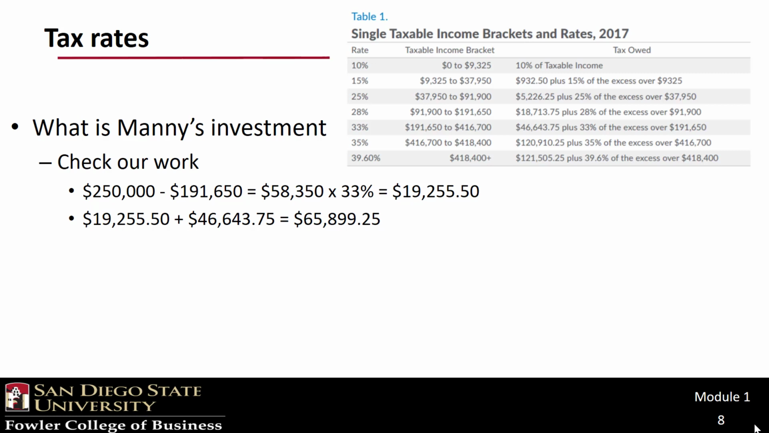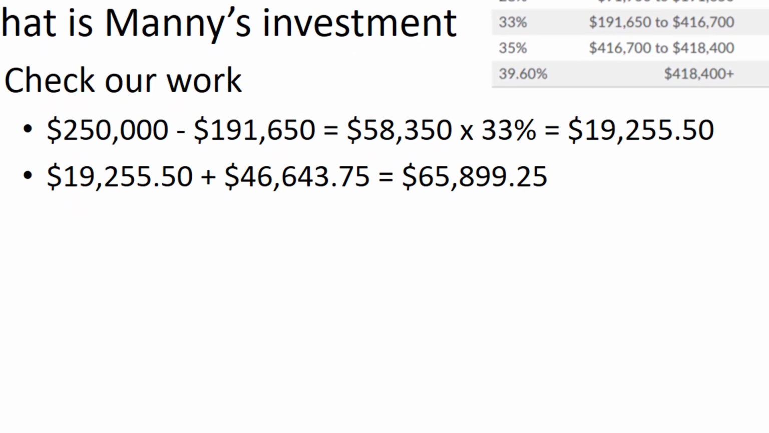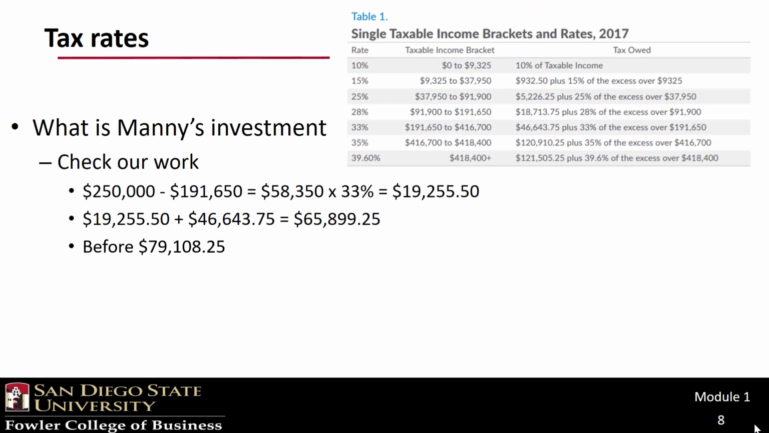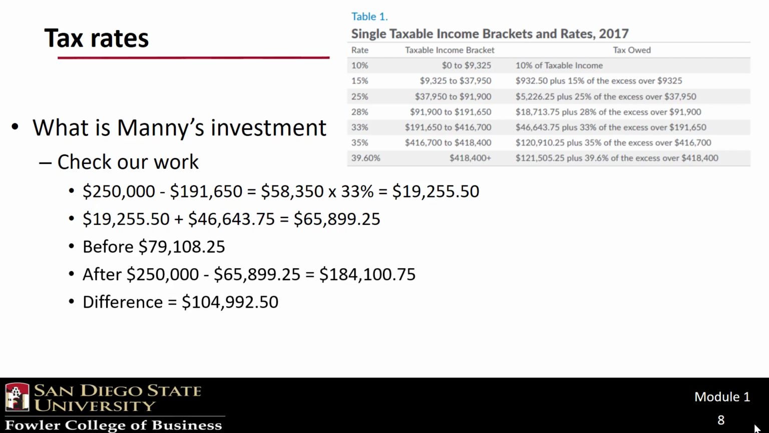In any event, we take $250,000 and subtract the bracket threshold of $191,650. The result is multiplied by 33%, to which we add the table amount of $46,643.75 to get a total tax liability of just about $66,000. We had previously calculated Manny's after-tax cash flows as $79,108.25. And now, after the additional $150,000 of income, that rises to $184,100 for a difference of almost $105,000.